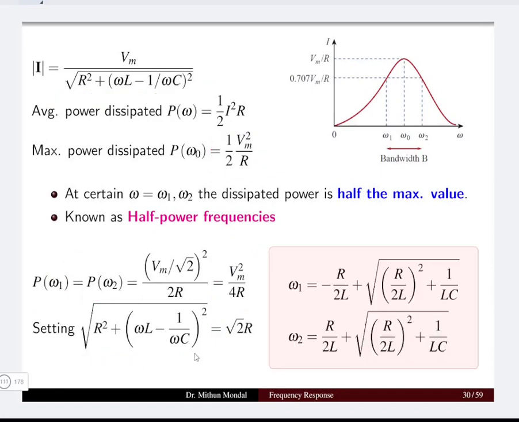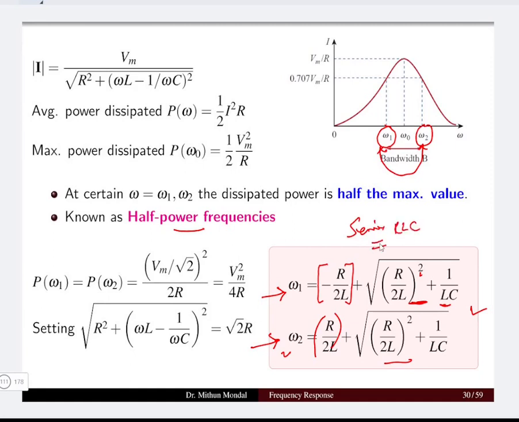Then in that case we can find the frequencies omega 1 and omega 2, which are the half power frequencies, given by this relationship. The first part is minus R by 2L, then we have a plus sign under root R by 2L square plus 1 by LC. So this is the value of omega 1. For omega 2 you do not have a negative sign here, so this is R by 2L plus the same component we have in the omega 1 term. So omega 2 is this. This relationship is only for the series RLC network.